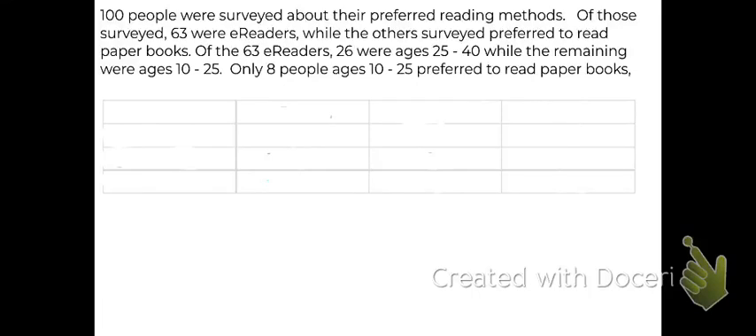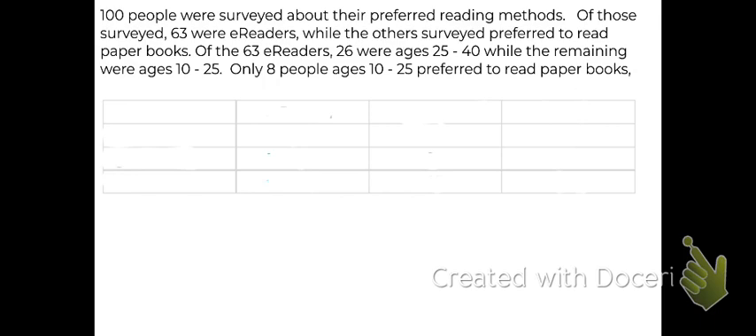Here it says 100 people were surveyed about their preferred reading methods. Of those surveyed, 63 were e-readers, while the others surveyed preferred to read paper books. Of the 63 e-readers, 26 were ages 25 to 40, while the remaining were ages 10 to 25. And only 8 people ages 10 to 25 preferred to read paper books. So we're going to create a two-way frequency table.